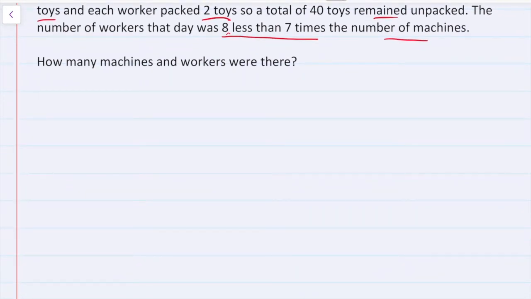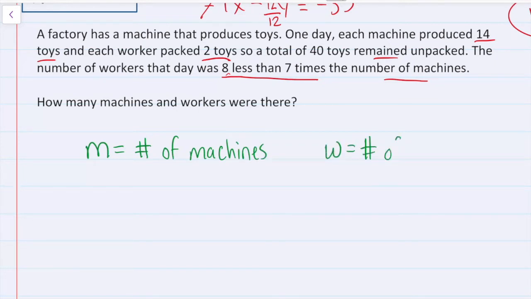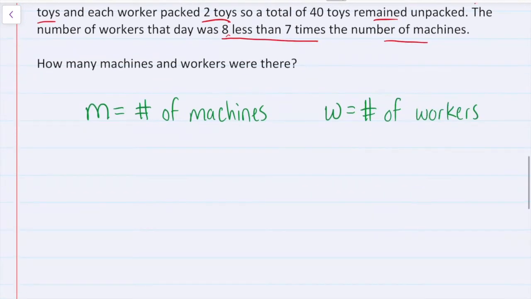Guys, for this problem, instead of calling it X's and Y's, I want to use letters that matter more in this problem. Like, how about we use an M for machines? We don't know how many machines there were, so we're going to call it the number of machines. And what do you think we're going to use for the other letter? Instead of a Y, let's call it W for workers, right? Number of workers. We don't know how many there are of each. Well, let's set this up, guys.